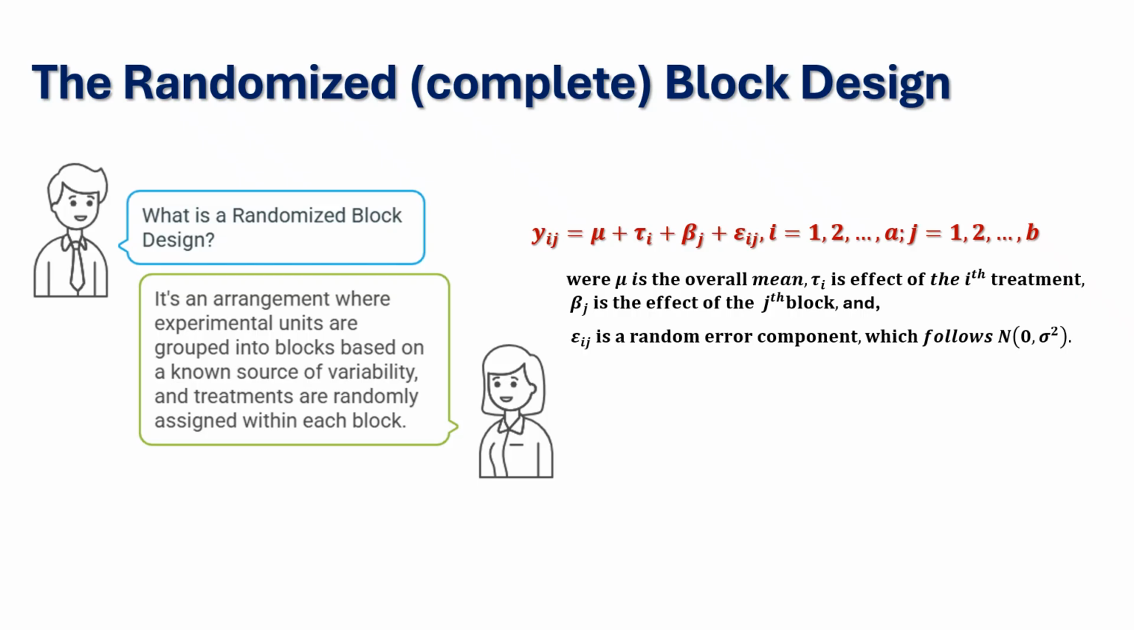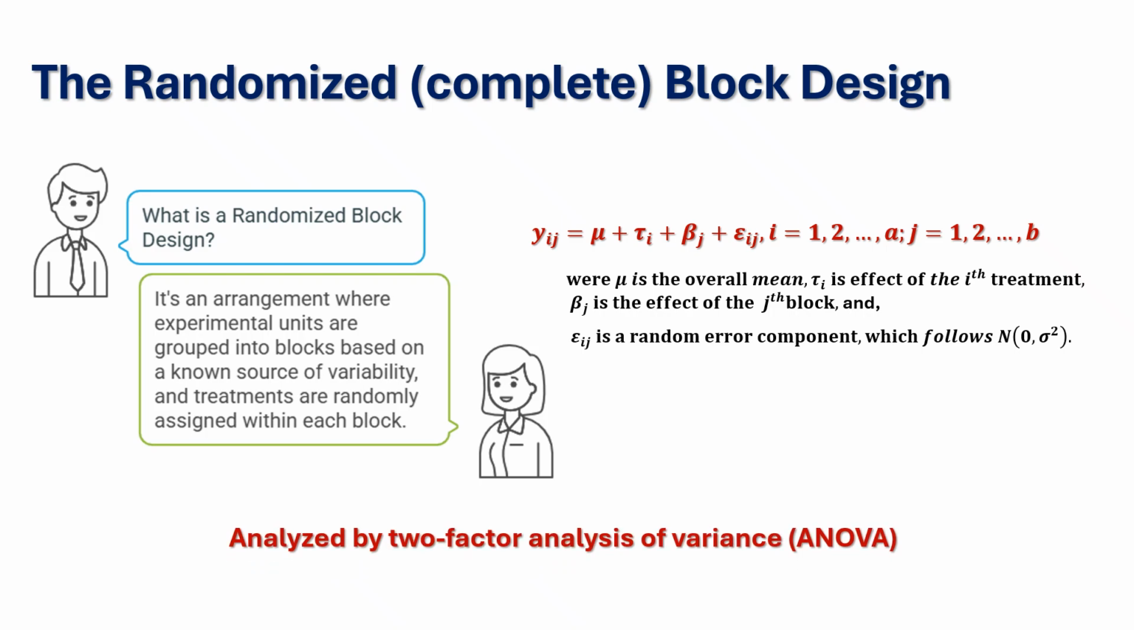So with A treatments and B blocks, there are A treatments and B blocks here, and mu is the overall mean effect, and tau i is the effect due to the ith treatment, beta j the jth block effect. Epsilon ij is usually termed the random error component, which follows generally N(0, sigma square). Okay, so the design basics are clear, so we can always use two-factor analysis of variance.